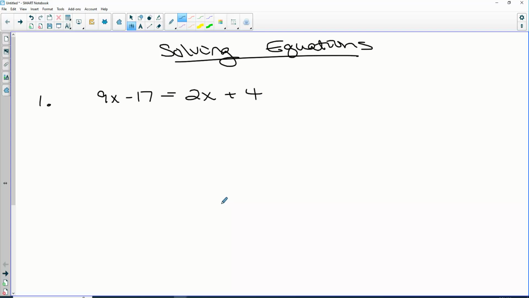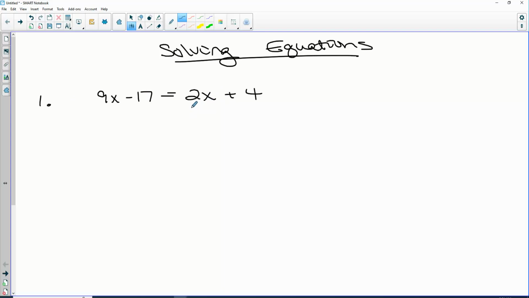Subtract 9x. Okay, we need x's on one side and numbers on the other. Does it matter if I subtract over my 9x or my 2x? No, it's not going to matter which side you get your x's on. So that's the first thing I want to stress. I really want to encourage you to show your work here because there's a lot of mistakes made with negatives and things. If you're not showing your work, you're more likely to do that.